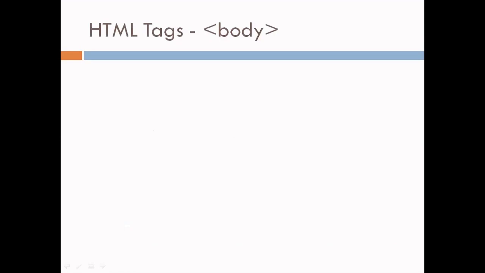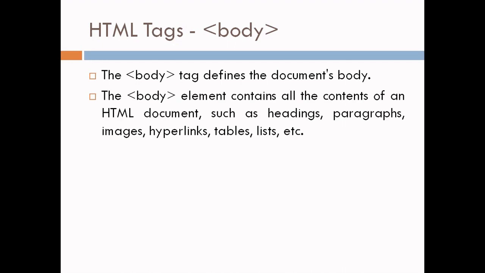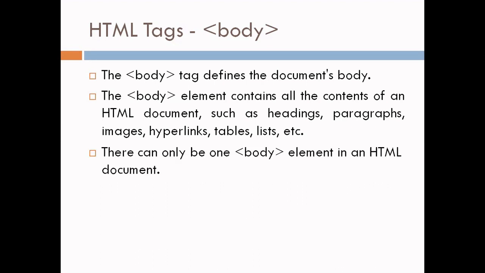The next tag is the body tag. The importance of the body tag is that whatever is displayed inside an HTML web page must be written inside the body tag. The body tag defines the document body, meaning our web page body. The body element contains all the content of an HTML document, such as heading, paragraph, image, hyperlink, table, list, etc. Whatever we want to display inside a web page must be written inside the body tag. There can be only one body element in an HTML document.